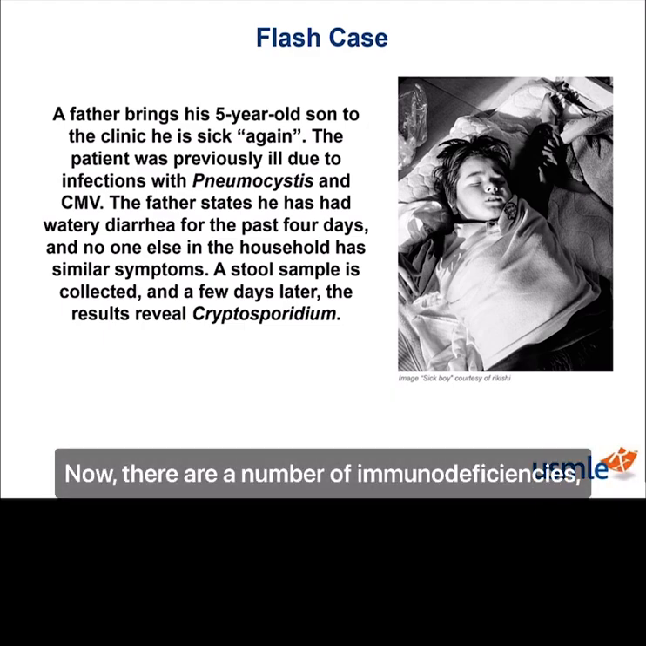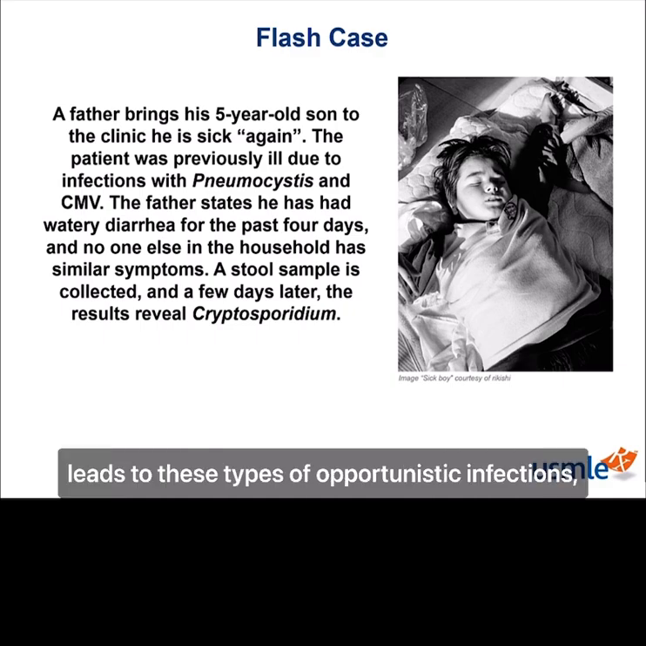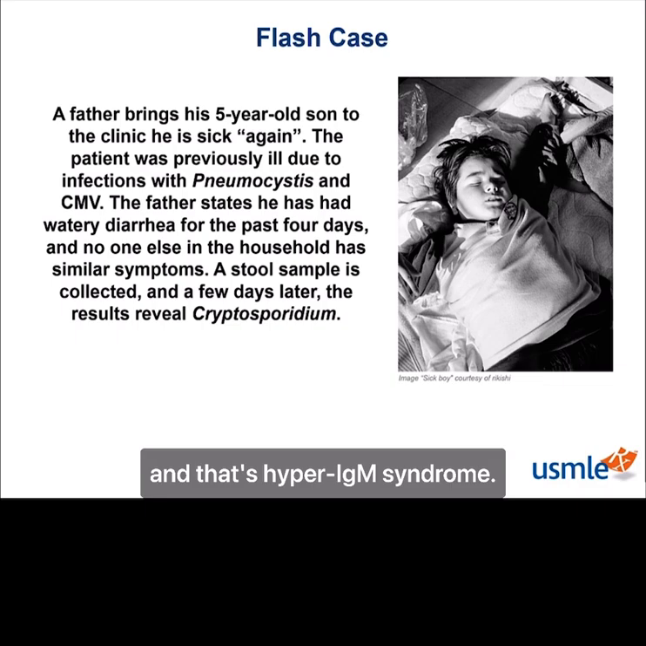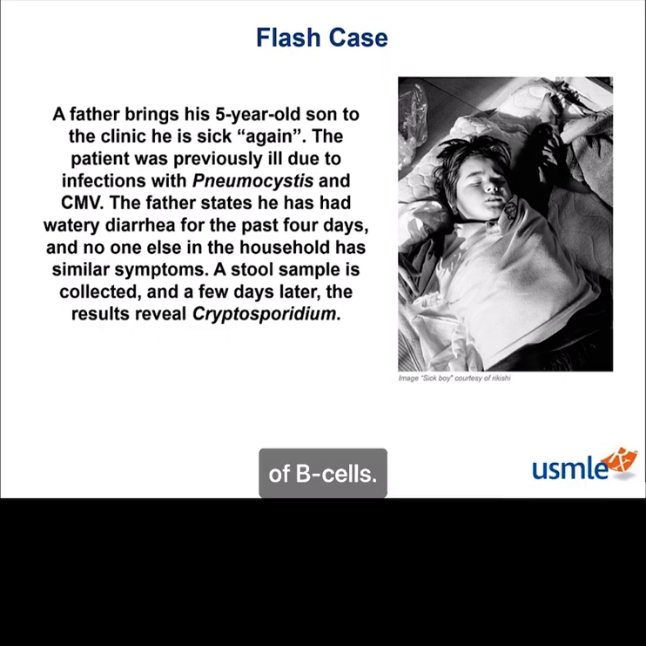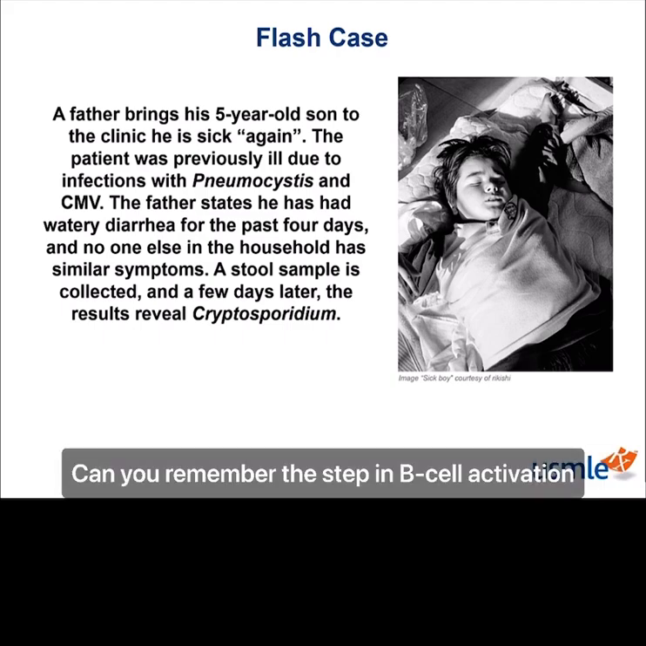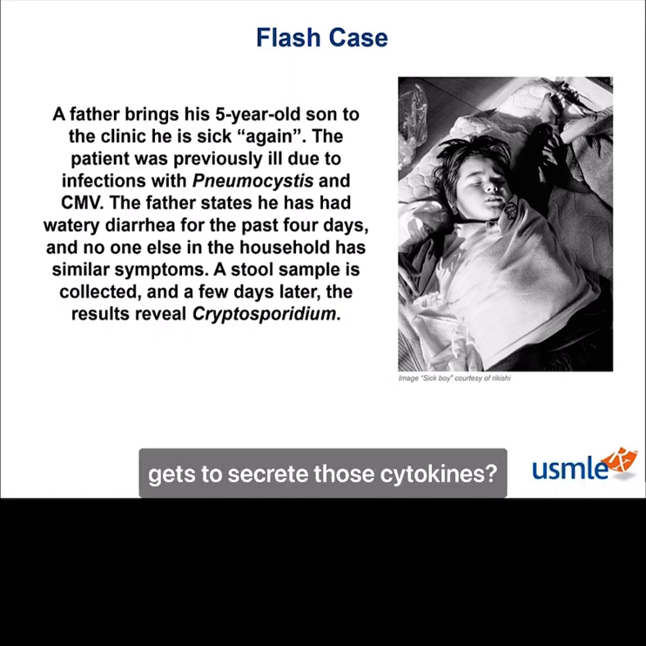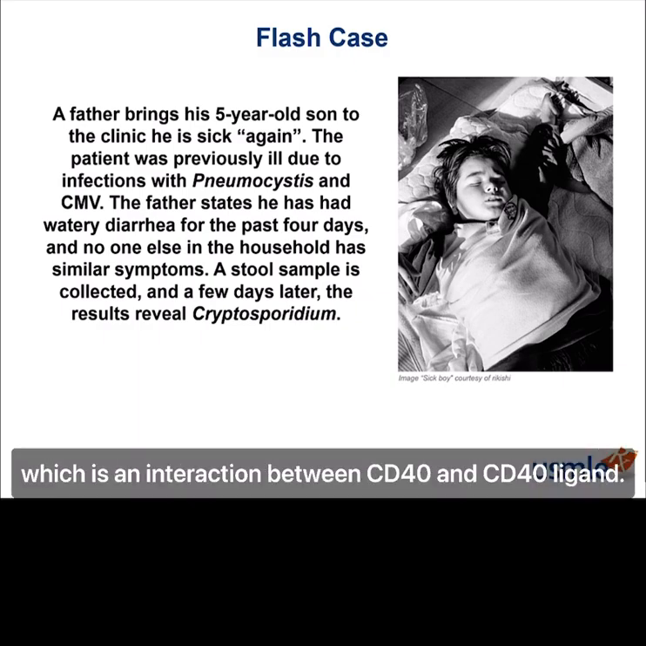Now, there are a number of immunodeficiencies, but one in particular leads to these types of opportunistic infections, and that's hyper IgM syndrome. As we discussed, the helper T cell will secrete cytokines that determine the immunoglobulin class switching of B cells. If this doesn't happen, then we'll just have a lot of IgM. Can you remember this step in B cell activation and class switching right before the helper T cell gets to secrete those cytokines? You're right if you're thinking of the second signal, which is an interaction between CD40 and CD40 ligand.